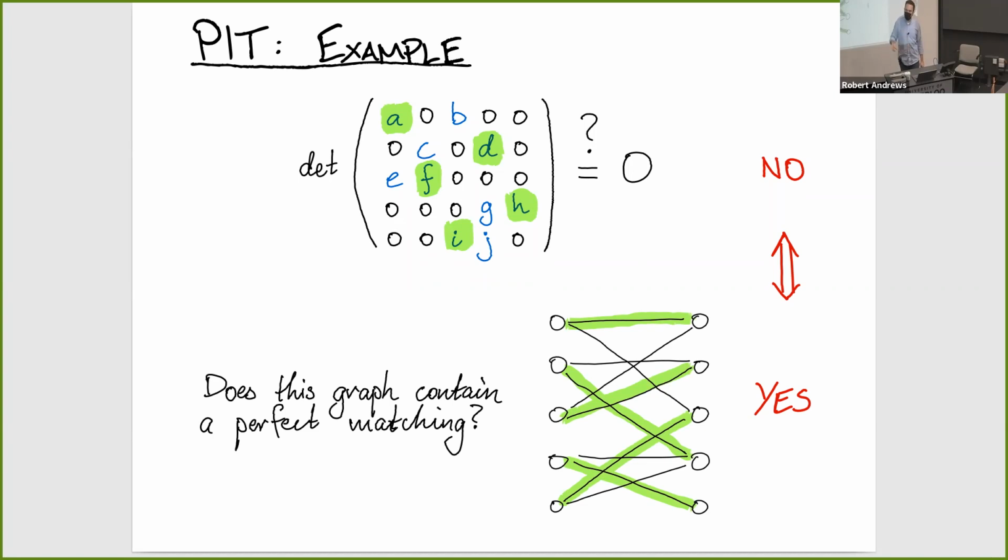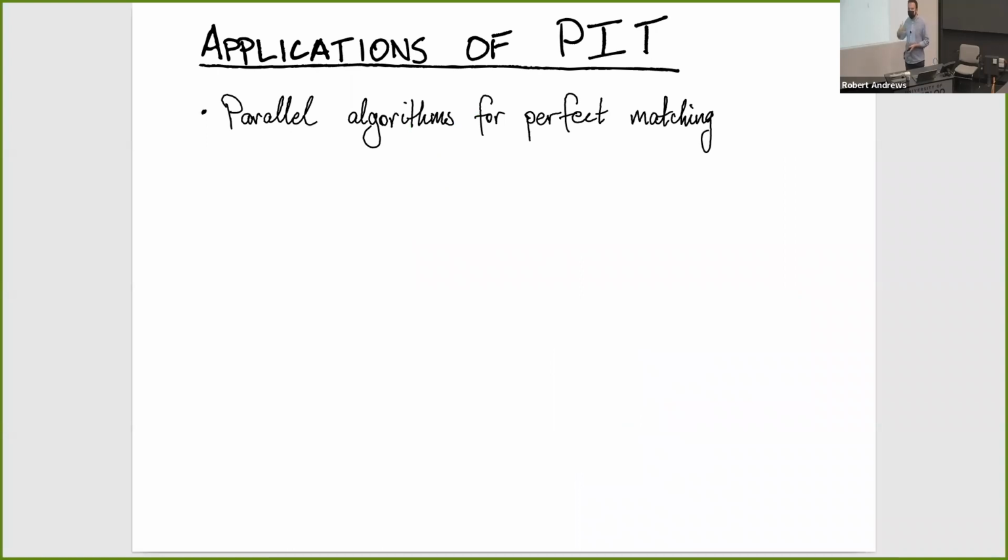And in general, there's a way to take a bipartite graph. Determinant encodes whether or not there's a perfect matching present in that graph. So this gives us our first application of PIT, which is algorithms for perfect matching. And in fact, these are parallel algorithms for perfect matching, because you can compute the determinant efficiently in parallel, and you can solve PIT in parallel, with randomness. So it's not a deterministic algorithm, but it is a parallel algorithm, which seems like a very nice thing. What else can we do with PIT?